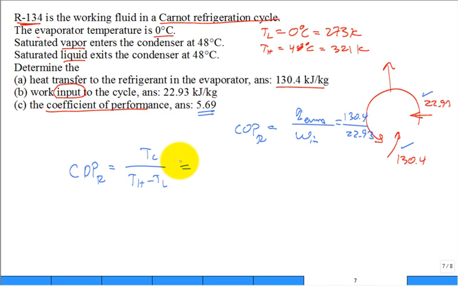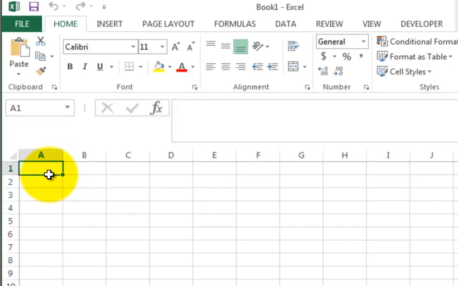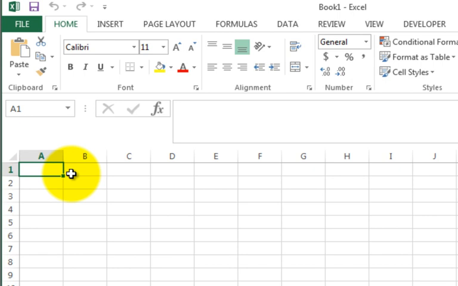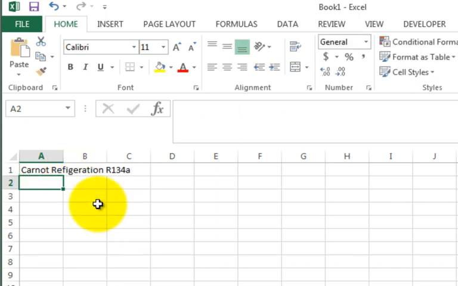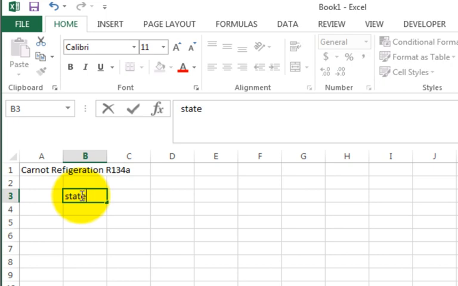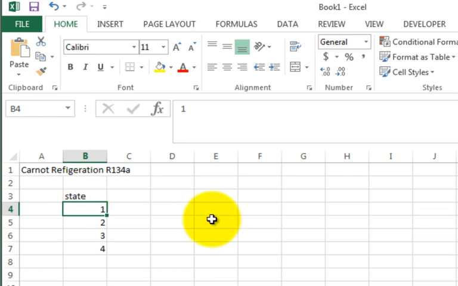Okay. Well, let's solve this problem. I'm going to set it up and solve it in Excel. All right. So when I start Excel, I'm just going to go ahead and start solving this problem. It's a Carnot refrigeration problem with the refrigerant 134A. And I'm going to set it up where I solve for the states. And we have 1, 2, 3, and 4. State 1, 2, 3, 4.